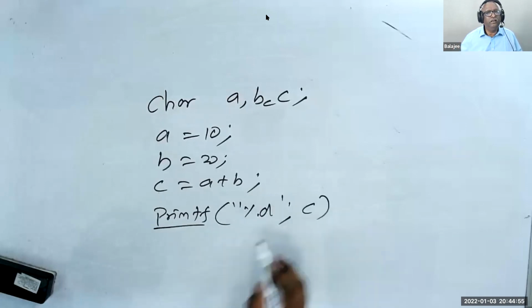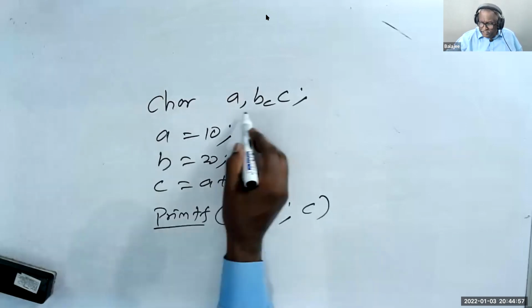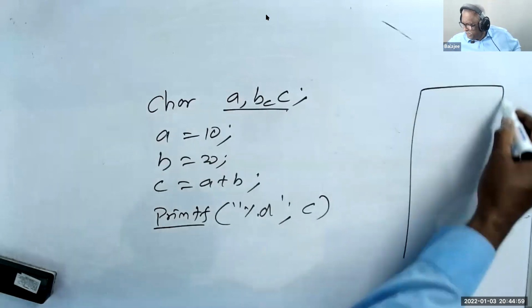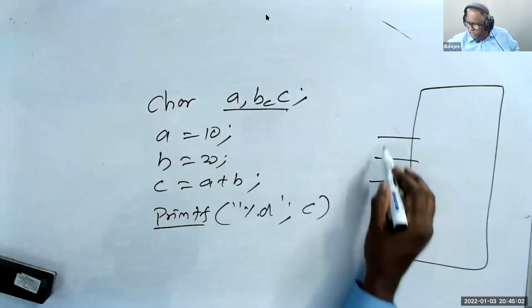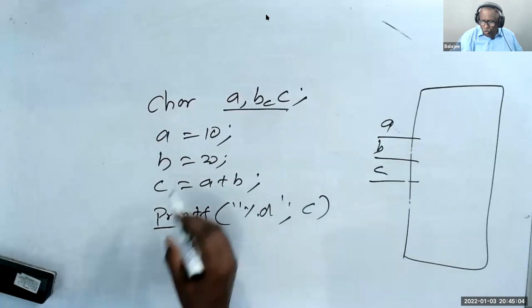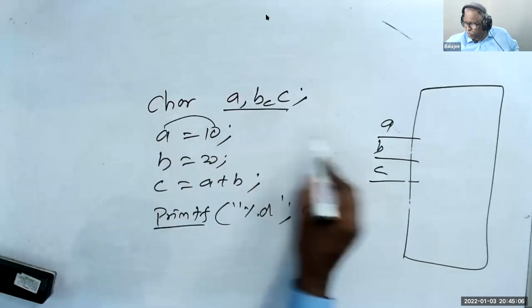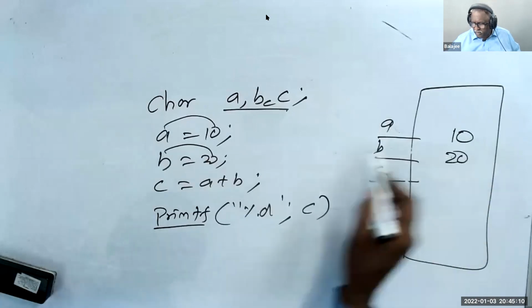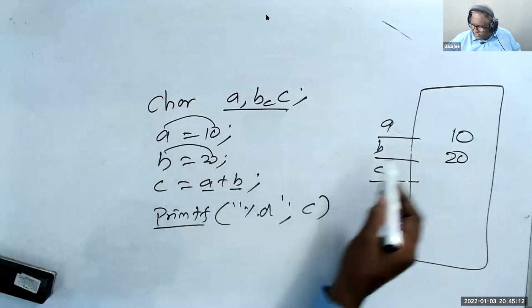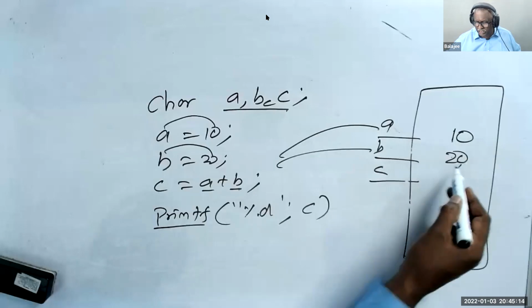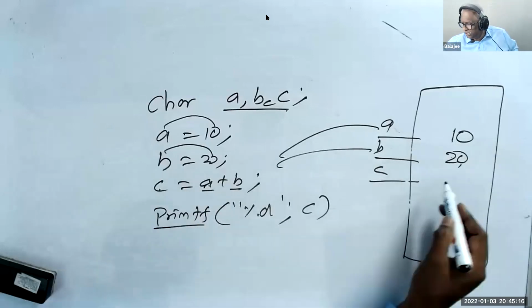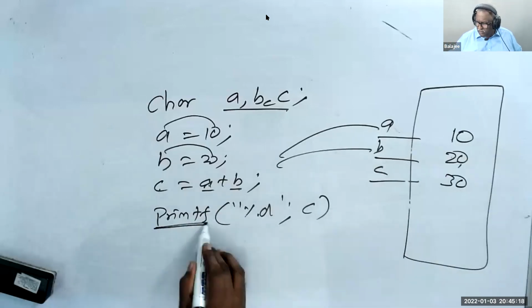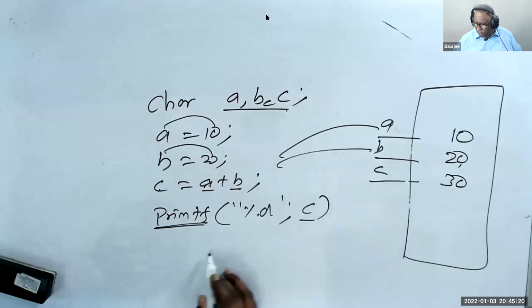Then what happened? When you say ABC, he allocates in the memory 3 spaces, A, B, and C. You told him put 10 on A, he put 10. You put 20 to B, put 20. Then you add A plus B, he takes A and B, 10 plus 20, 30. Then put it on C, put 30. Then you say print 30. Then you get 30 on the screen.